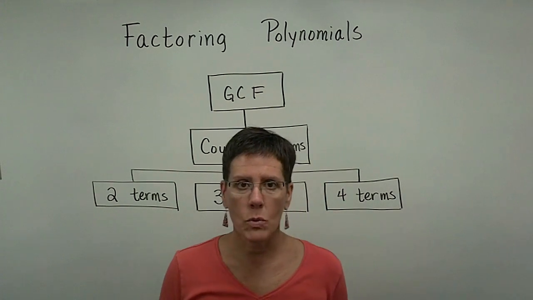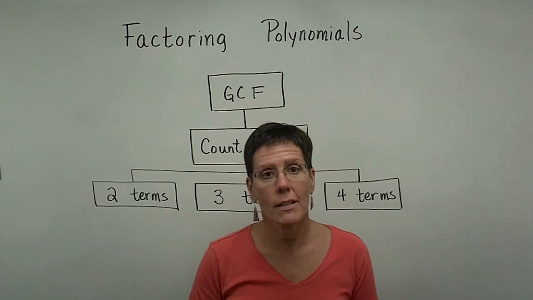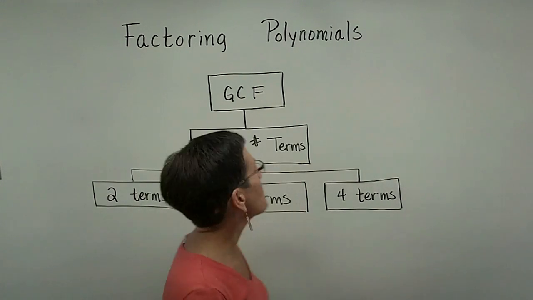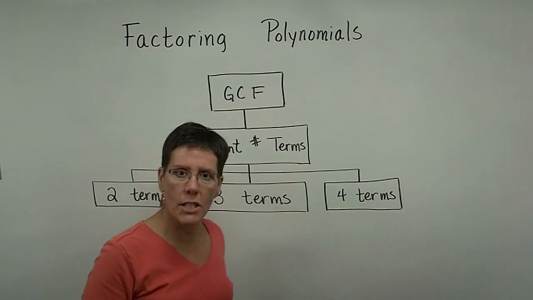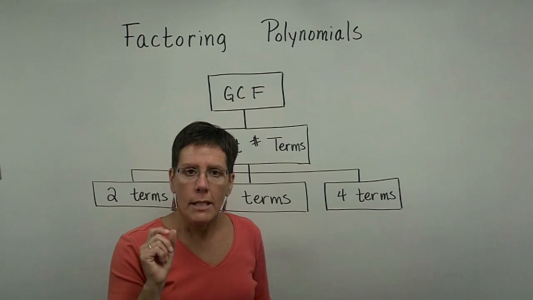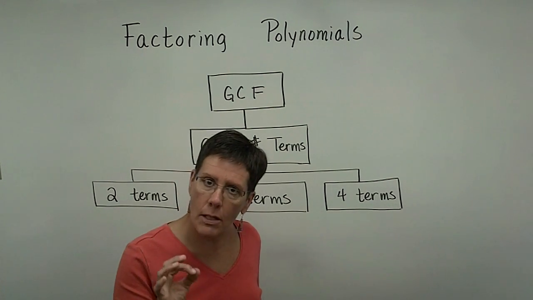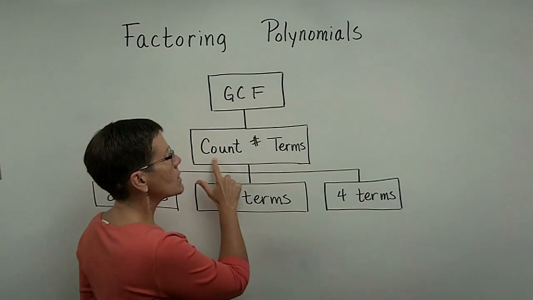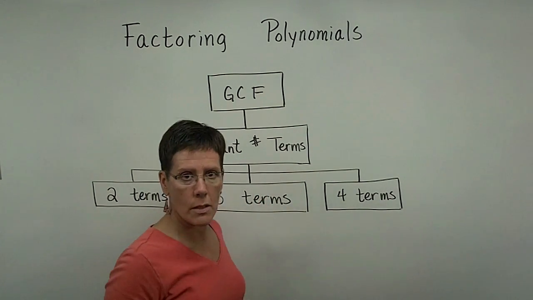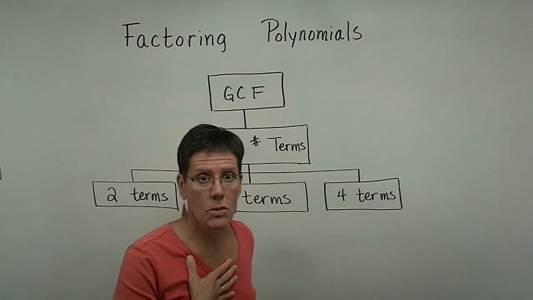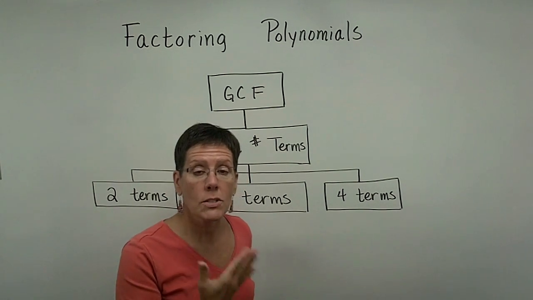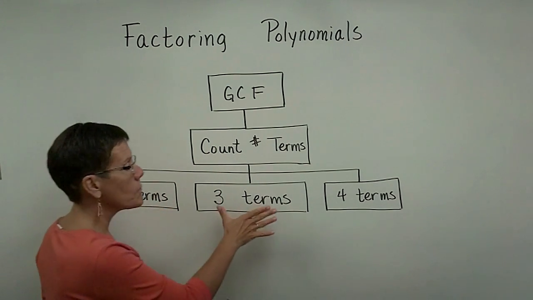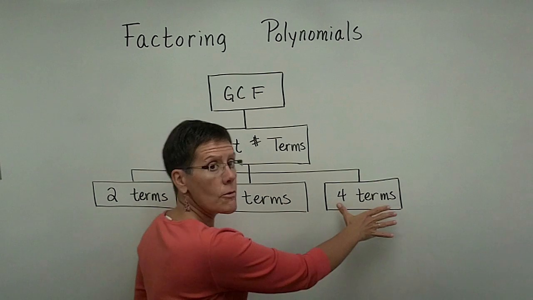When you factor polynomials, one of the first things you should always do is take the greatest common factor out first. It's got to be your first step. In my flow chart, I've called that the GCF. So again, take your polynomial and get the greatest common factor out of it first. Once you've done that, I'm going to ask you to count the number of terms in the polynomial. My focus in this set of videos is to look at the scenario where we have 2 terms in a polynomial, 3 terms, and 4 terms.